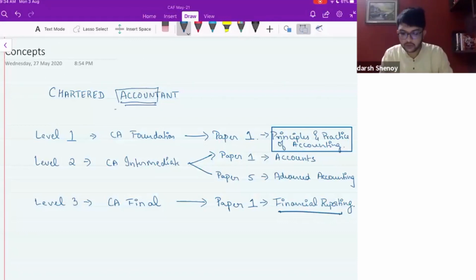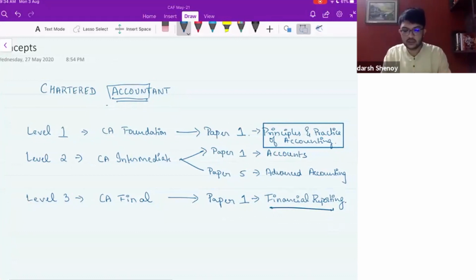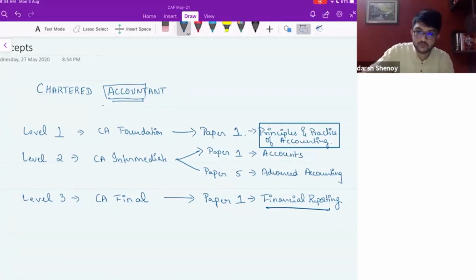So this is about what we're going to study, and about the importance of the paper. Each of these papers is worth 100 marks at those levels. So around 400 marks throughout your CA course will be accounts. I told you the reason. We are chartered accountants. This is the only subject which has so much importance and so much weightage throughout the course. So this should be our core. This should be our best. We should be best at this.